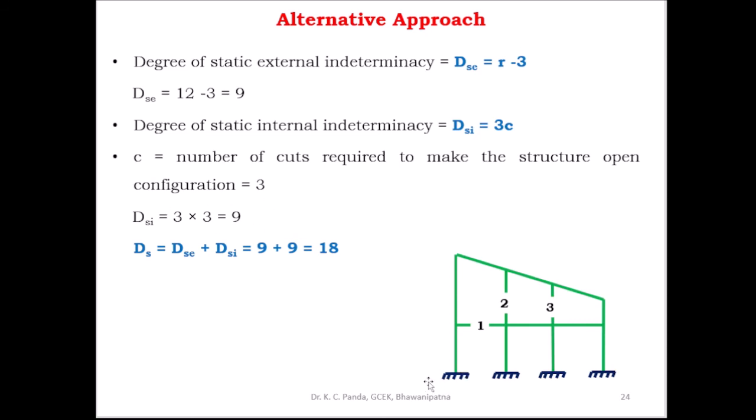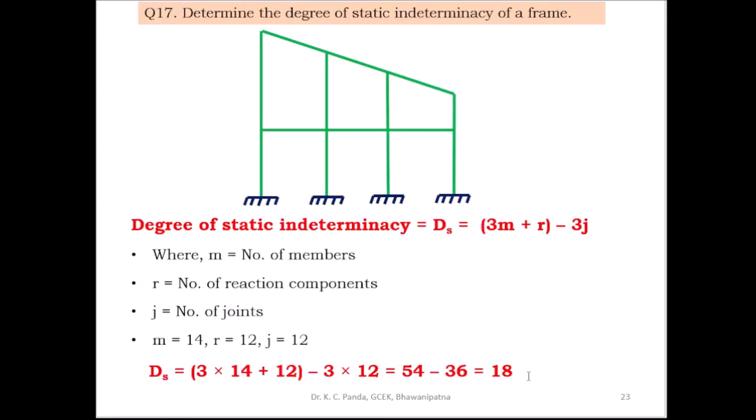The degree of static external indeterminacy can be determined using this formula. DSE is equal to R minus 3, and here R is equal to the total number of reaction components, 12. 12 minus 3 is equal to 9. So the degree of static external indeterminacy is equal to 9, and the degree of static internal indeterminacy is equal to 9. So the total degree of static indeterminacy is equal to 9 plus 9 is equal to 18. And here also you got 18.